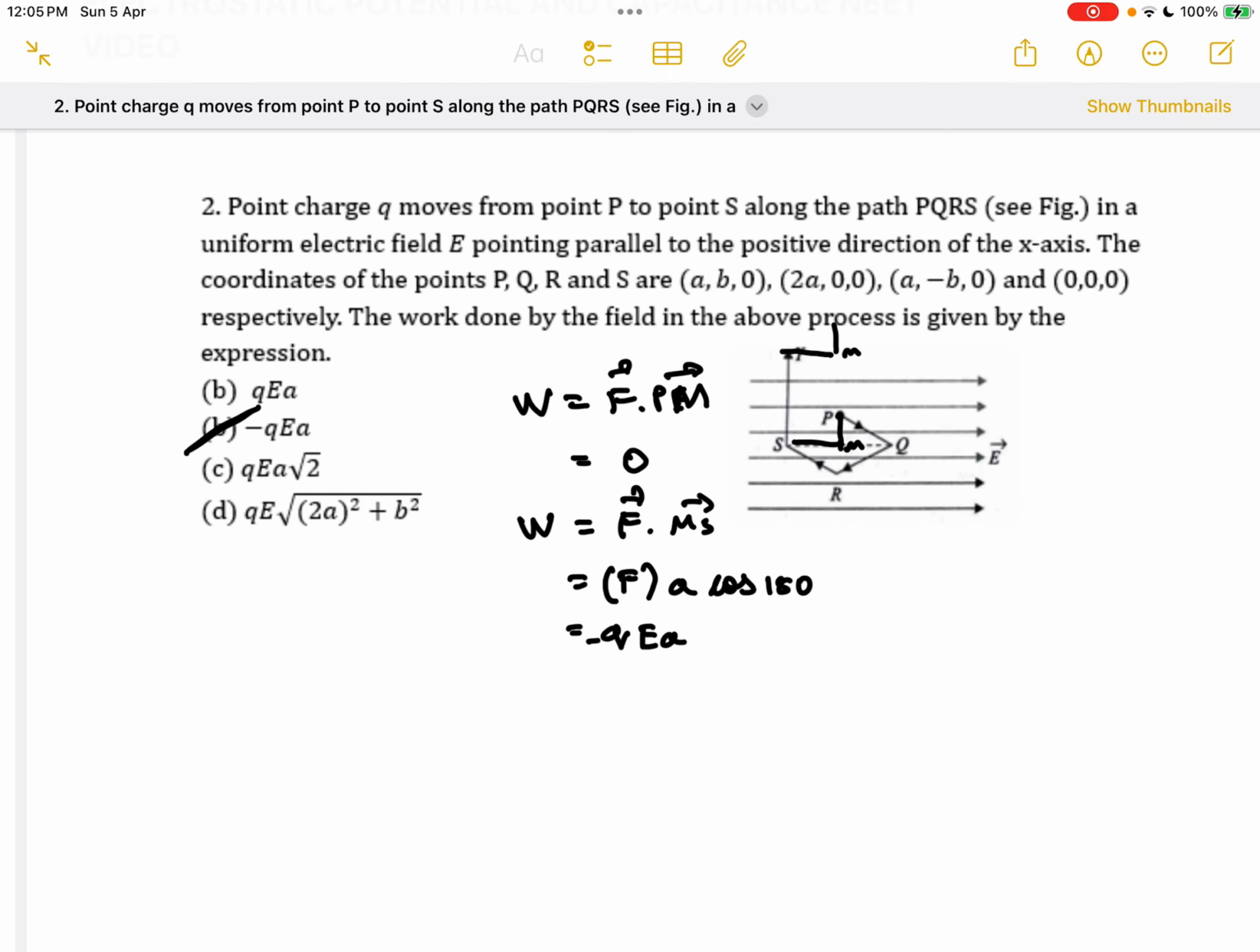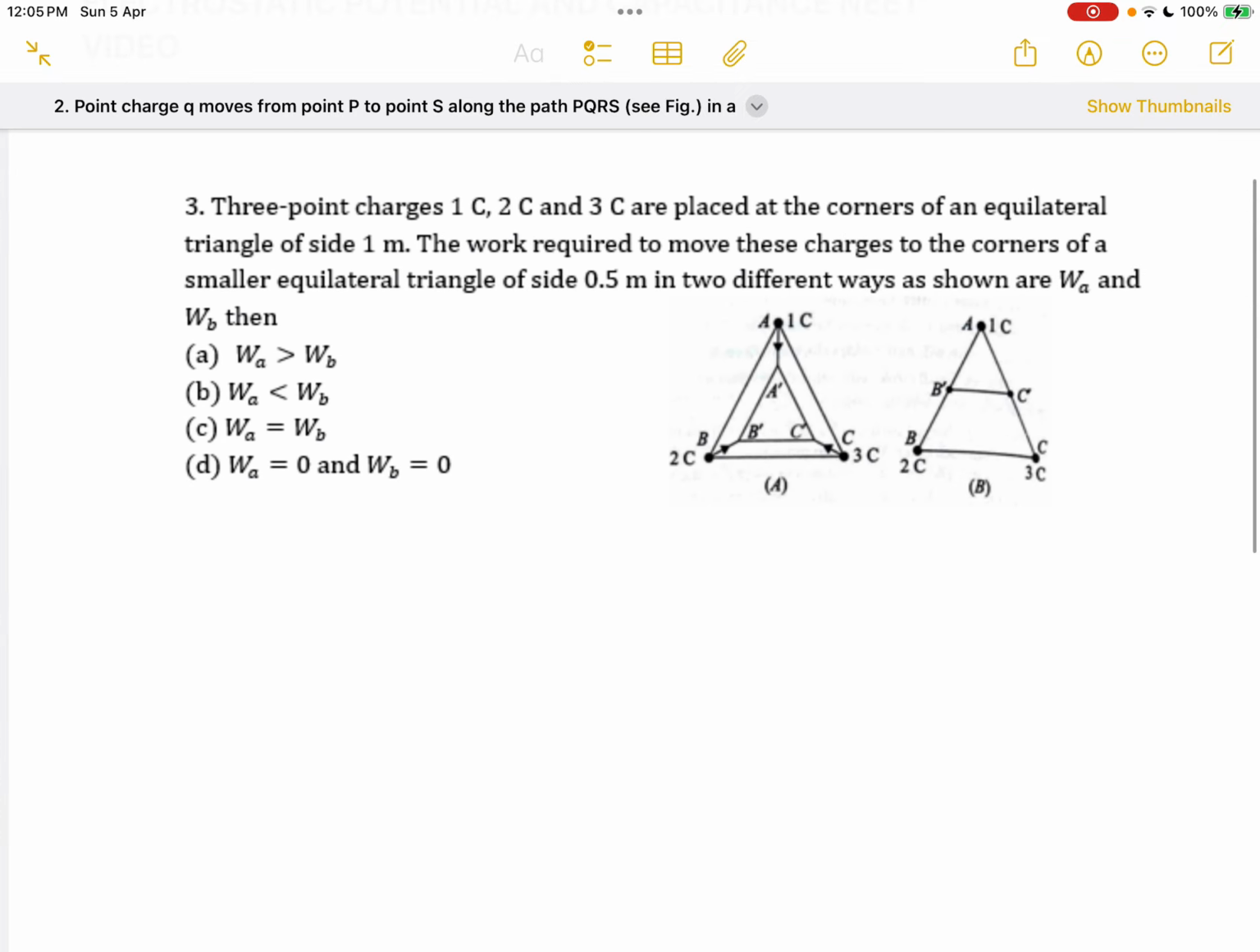So the concept behind this question is that the work done does not depend on the path you take. Let's continue. Three point charges, 1 coulomb, 2 coulomb, and 3 coulomb, are placed at the corners of an equilateral triangle of side 1 meter. The work done to move these charges to corner A of a smaller equilateral triangle of side 0.5 meter in two different ways as shown in the figure are WA and WB.